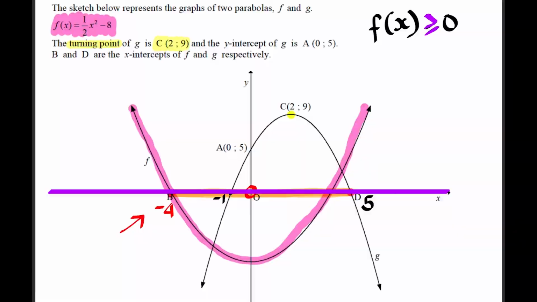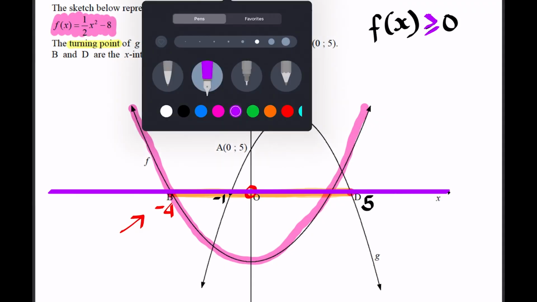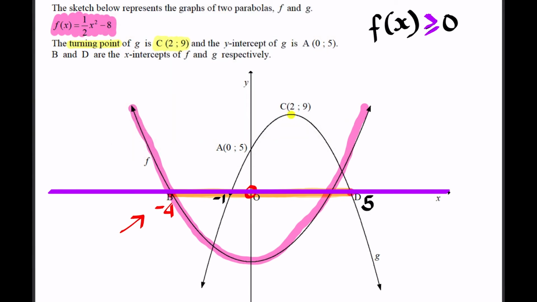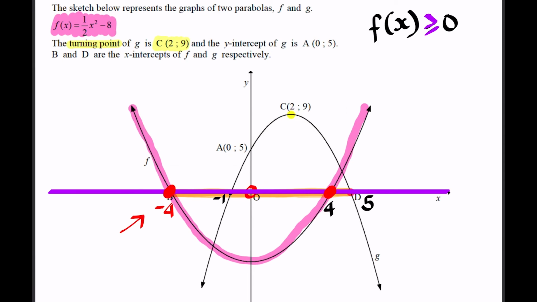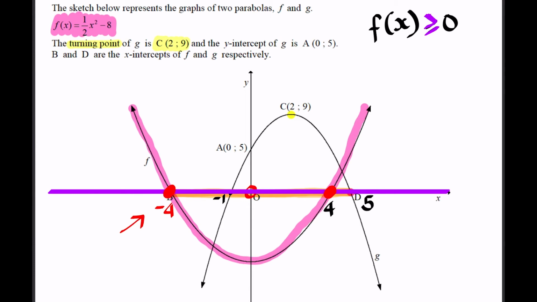For f of x being greater than or equal to 0, it means that it can be on the x-axis, but it has to be greater than or equal to 0. So if I just look at these graphs that I have here, and I'm going to color it in red. All right, at this point B and at this other x-intercept, which we actually know is positive 4, right? Because in the previous question, we got the two x-intercepts, minus 4 and 4. So we know that that point is 4. Okay, so at minus 4 and at 4, this graph is equal to 0.